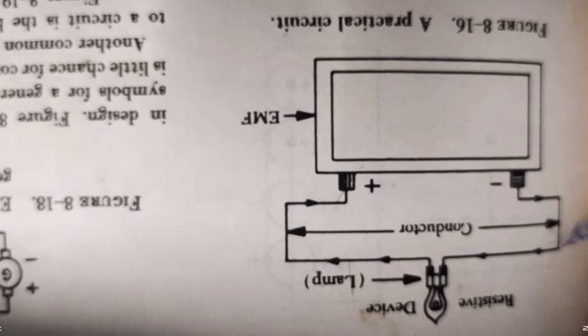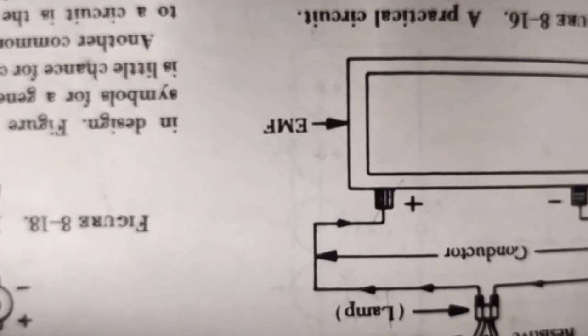Here there is a figure which shows a pictorial representation of a practical circuit. This circuit contains a source of EMF, that is, in brackets, a storage battery; a conductor to provide a path for the flow of electrons from the negative to the positive terminal of the battery; and a power dissipating device, that is, in brackets, a lamp, to limit the current flow.